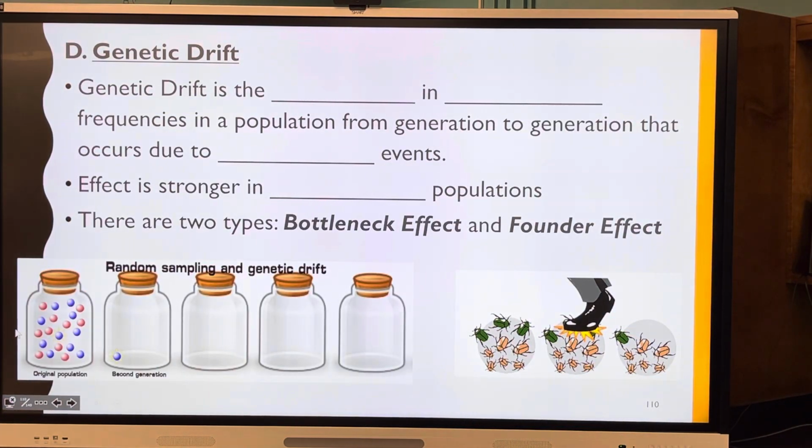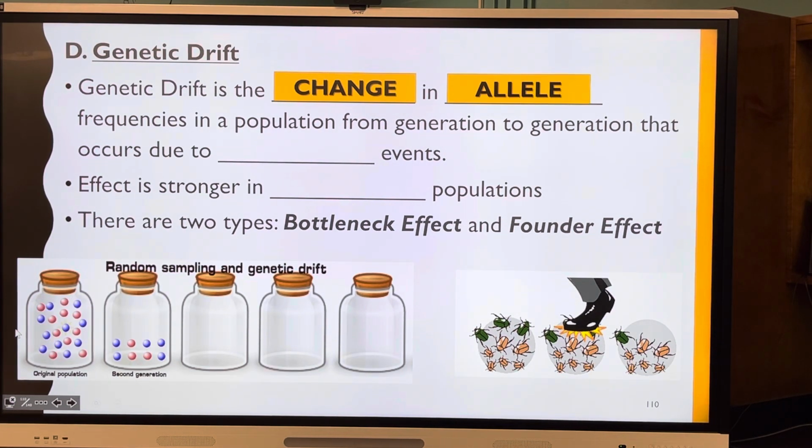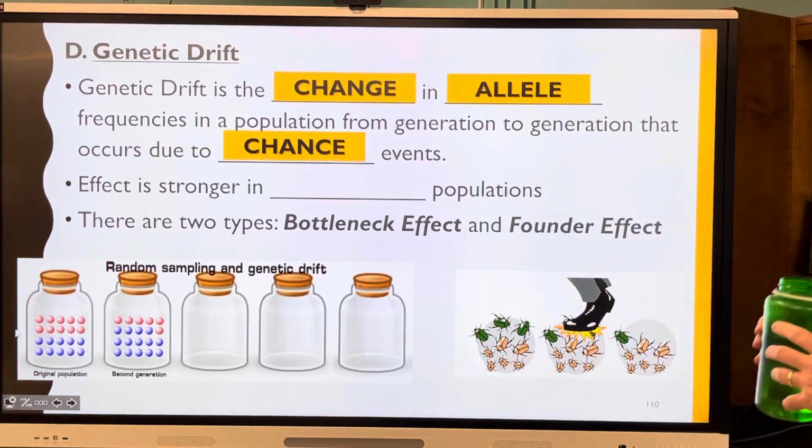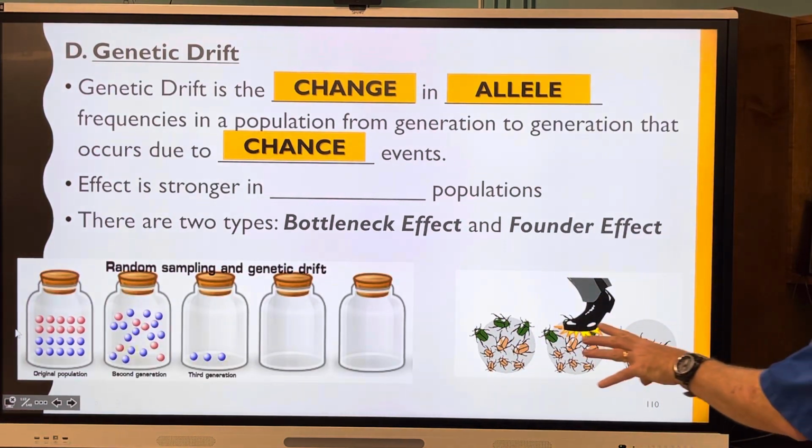The fourth one is genetic drift. What is genetic drift? It's the change in allele frequencies in a population from generation to generation that occurs due to chance random events. Random events. We talked about this earlier.